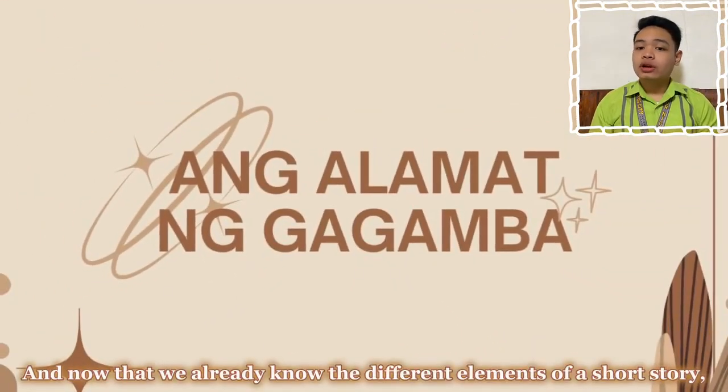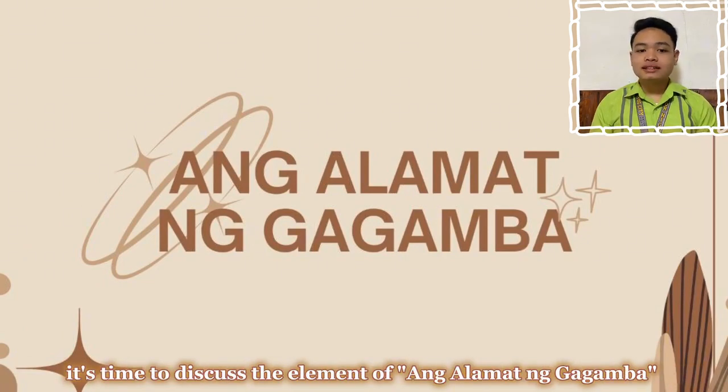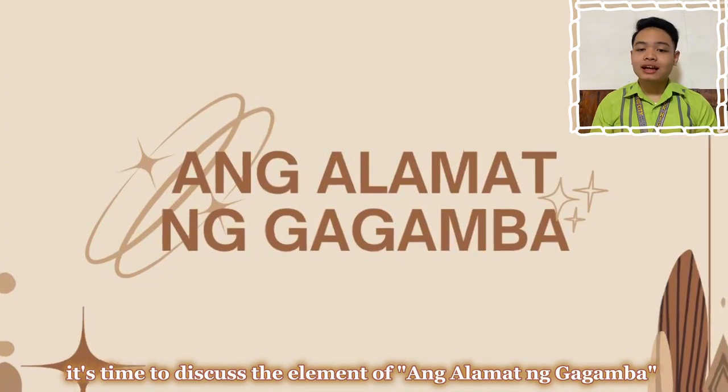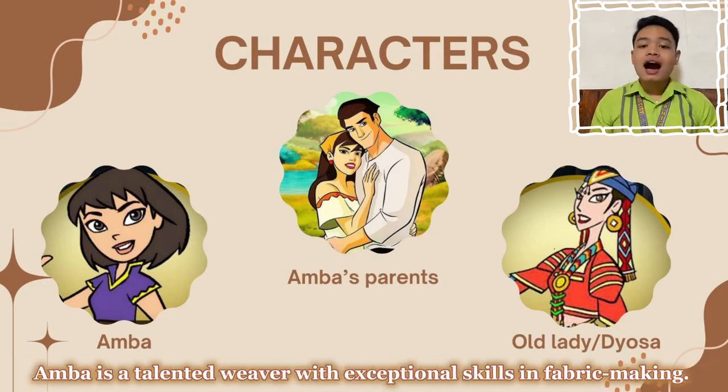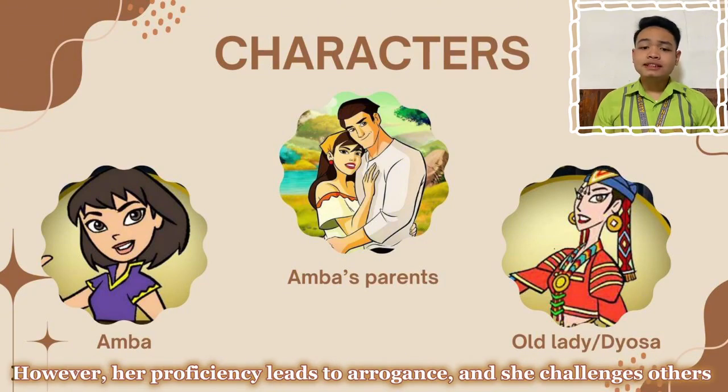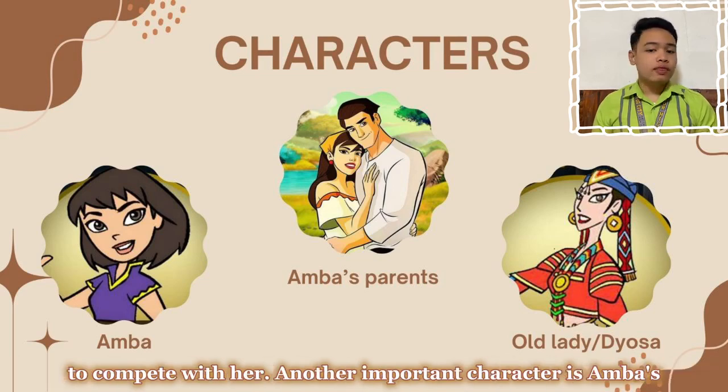And now that we already know the different elements of a short story, it's time to discuss the elements of Ang Alamat ng Gagamba. The main character in this story is Amba, who serves as the protagonist. Amba is a talented weaver with exceptional skills in fabric making. However, her proficiency leads to arrogance and she challenges others to compete with her.